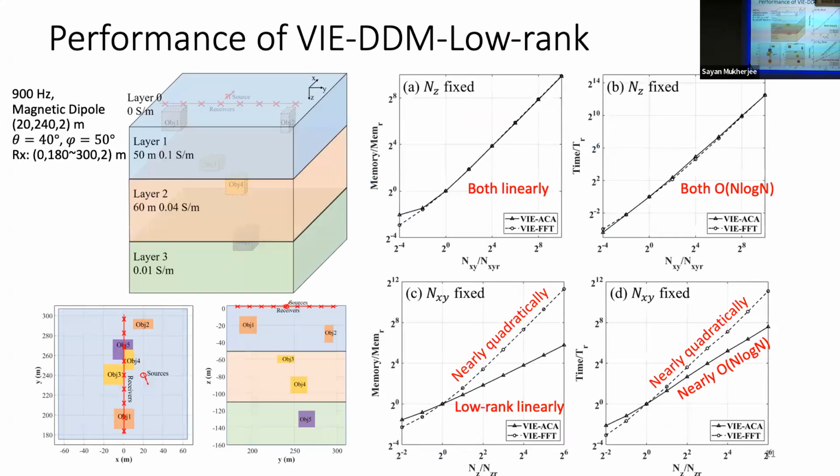Here is the performance of our method. The same case as previous one, 5 objects in different layers. We compare the memory and time cost. As can be seen, if the Z direction cell number is fixed, both methods have similar performance for memory and time. However, when the cell number in the Z direction changes, we can observe that for the low rank method, the VIE-ACA, the memory is linear and the time is nearly linear. I'm sorry, the memory cost is linear, but the time cost is order n log n. But for the previous FFT-based method, both are nearly quadratic. So this low rank method is much more efficient.